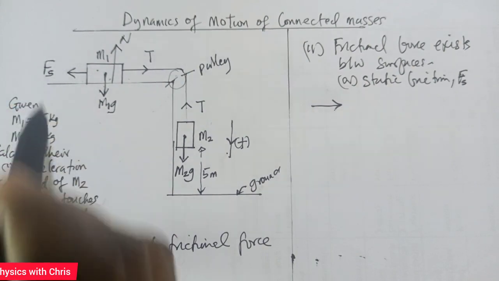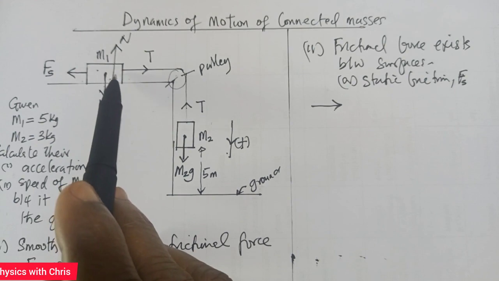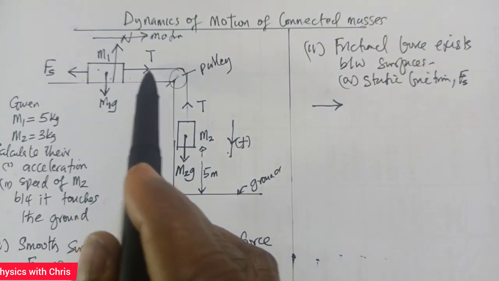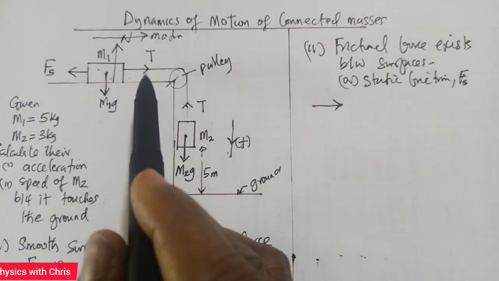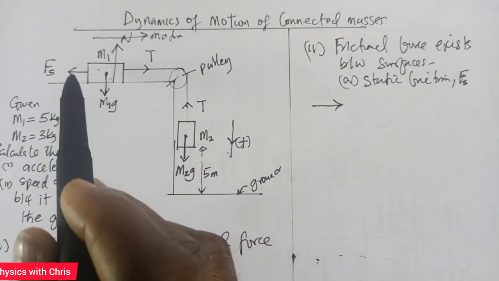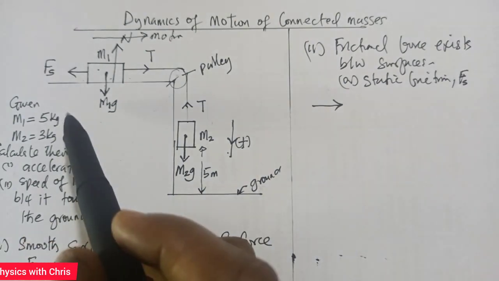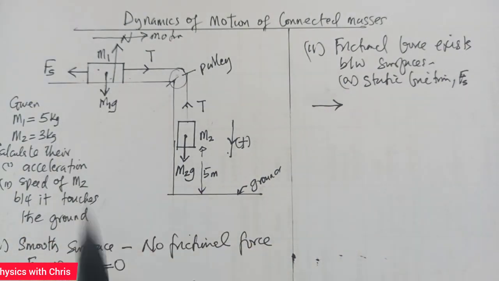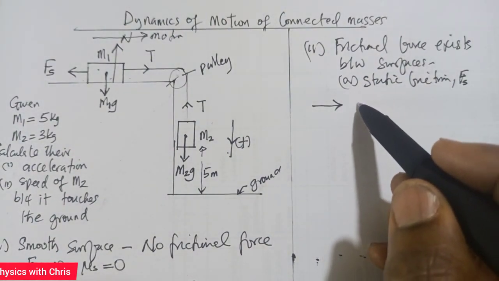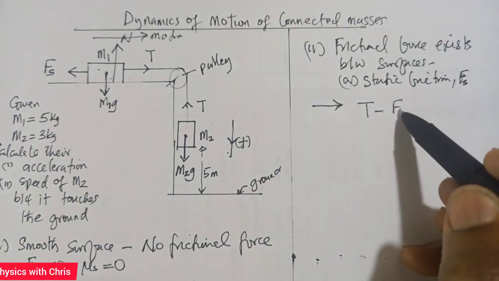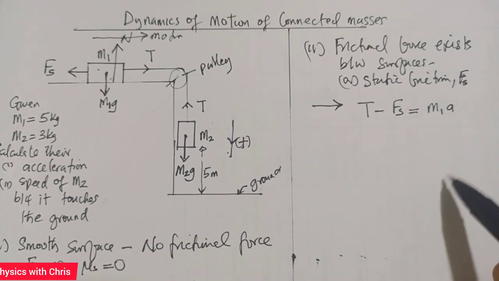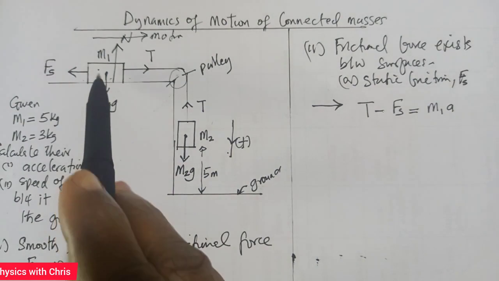which is a static frictional force that opposes the motion, because M1 is just about to move in this direction, because of this pull, the tension from this particular mass M2. So before it moves in this direction, Fs will quickly come in to oppose the motion of block M1. In that case, resolving along the x-axis, or along the surface, I have T minus Fs is equal to M1A. That is from Newton's second law of motion. That's the resultant force acting on block M1.